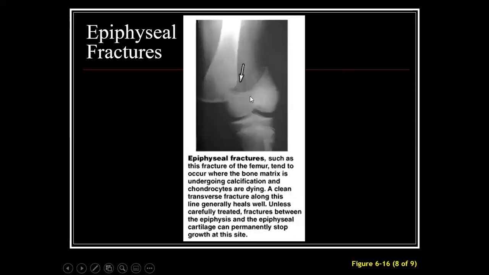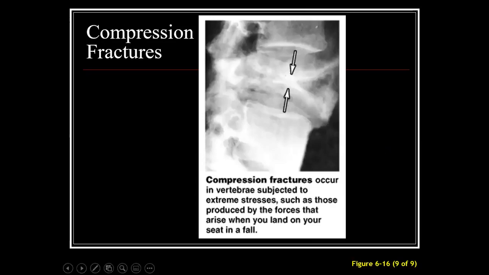Epiphyseal fractures are fractures along the growth plate of a bone. It tends to occur where the bone matrix is undergoing calcification and chondrocytes are dying. A clean transverse fracture along this line generally heals well. Unless carefully treated, fractures between the epiphysis and the epiphyseal cartilage can permanently stop growth at this site. But it won't stop growth at, say, the other leg or the other arm, so you'll end up with a short arm, long arm, or short leg, long leg.